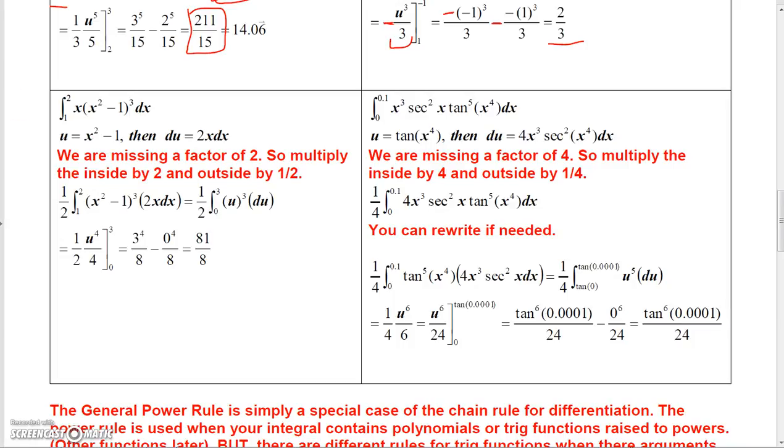And let me show you some more. This one here, since I've got x squared minus 1 raised to a power, I'm going to let u equal x squared minus 1, and then du is 2x dx. Well, notice that I have x and dx, so I had x and dx in the original problem, but I didn't have a 2. So I went ahead and multiplied the inside by 2, so I would get a 2x dx, so that I would have du. But if I multiply the inside by 2, I got to multiply the outside by 1/2. It's reciprocal. So that's okay.